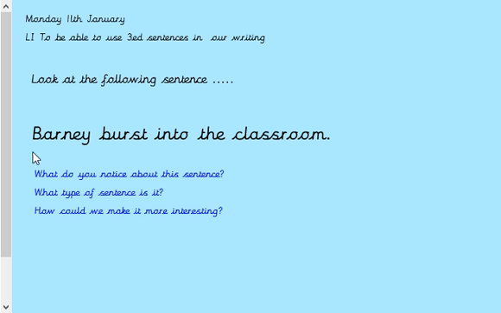Okay, so first thing I would have noticed about this sentence is that it's what we call a simple sentence. It is a main clause, but it's a main clause on its own. There is no subordinate clause, there's no relative clause, there's no fronted adverbial. It is a main clause that makes sense just on its own, but it's a bit dull and boring. Okay, now you could have said we might put in a couple of adjectives here, Mr. Nugent, because that would make it an expanded noun phrase, for example. So you could have Barney burst into the bright, colourful classroom.